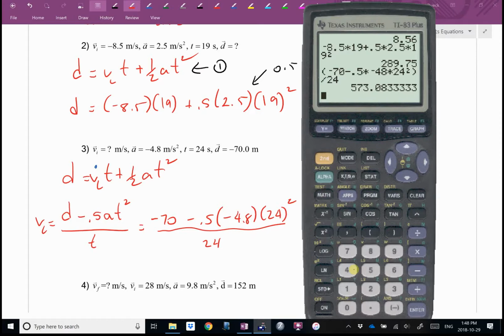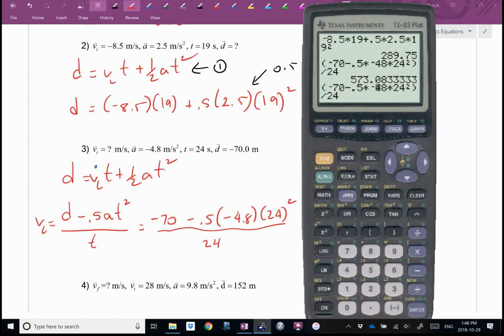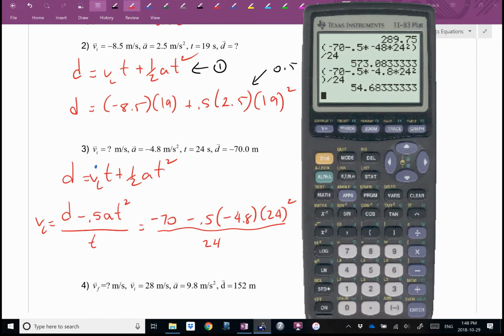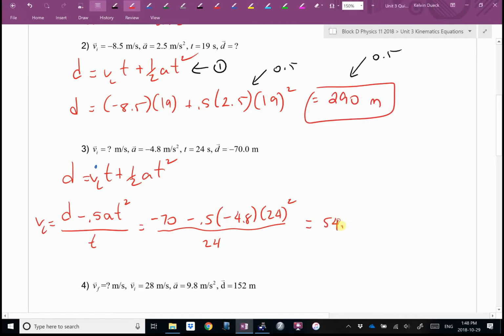Negative 70 minus 4.8. Ha! See my typo? Missed the decimal. 4.8 times 24. Is that right? Yeah. You get 54.683, 54.7? Yeah. Okay. Mr. Dueck, you mean you make mistakes? Oh, I'm the king of mistakes. I'll go 54.7. I would take 54.7. I would take 55 if you went to 2 sig figs, because technically we should.